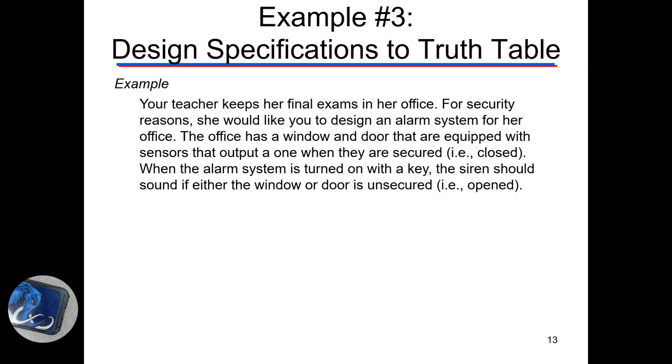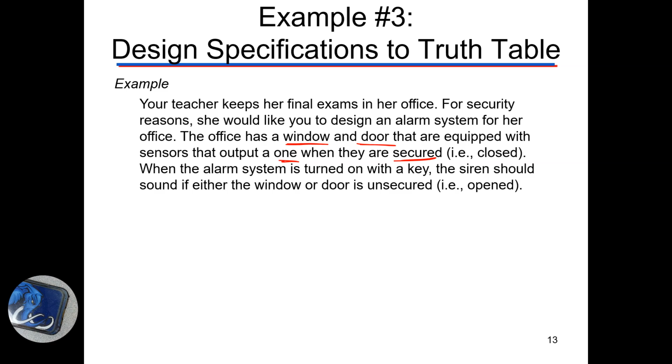So, this is the example. Your teacher keeps her final exams in her office for security reasons. She would like you to design an alarm system for her office. The office has a window and a door that are equipped with sensors. How many sensors? 2, right? You've got a window sensor and a door sensor that output a 1 when they are secure. So that's important: 1 equals being secure or closed.